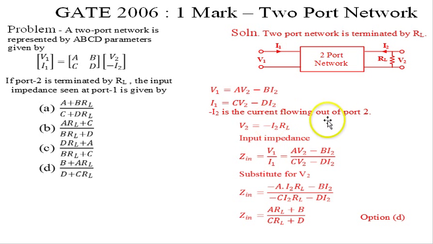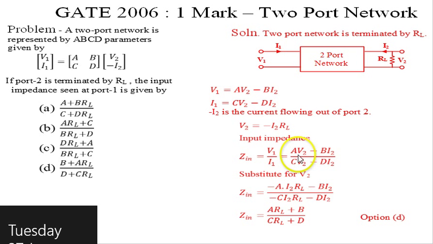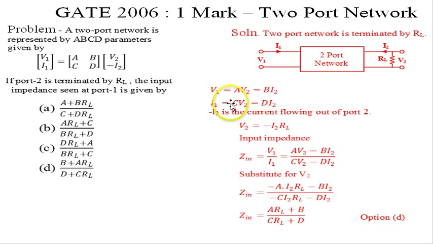So we can write V2 = -I2 RL, since -I2 is the direction of the current flow. The input impedance is given by V1 over I1. What is V1? We know the value for V1 here, and this is the value for I1: V1 = AV2 - BI2, I1 = CV2 - DI2. This is the equation. Now substitute for V2, that is, -I2 RL.